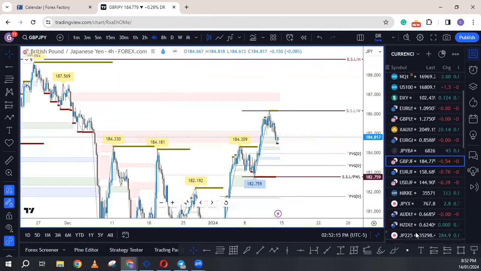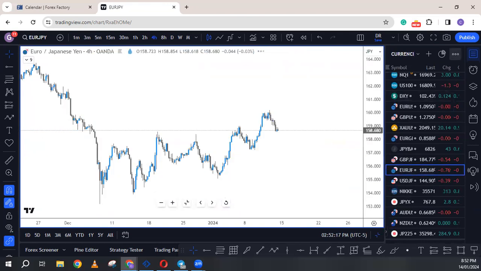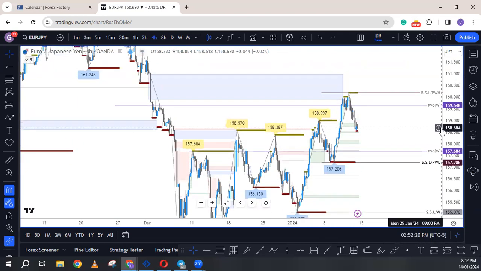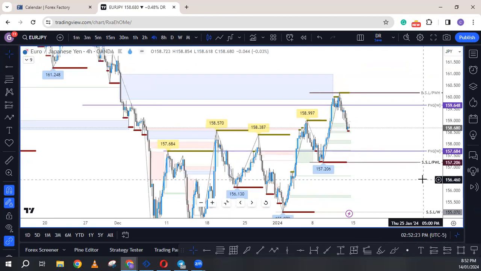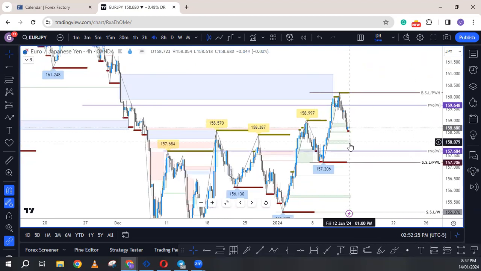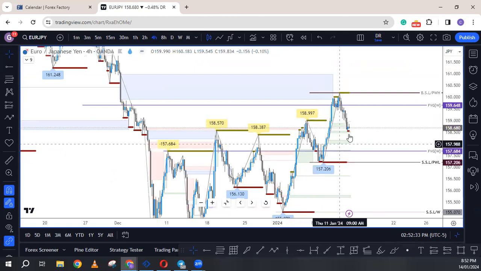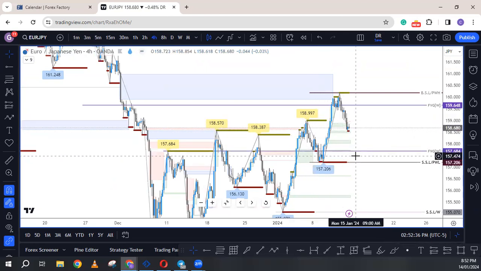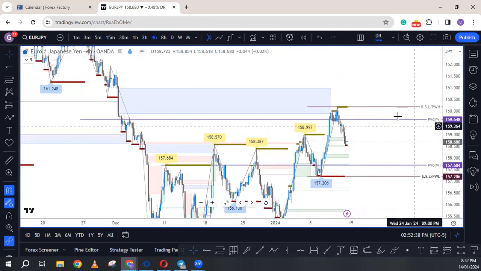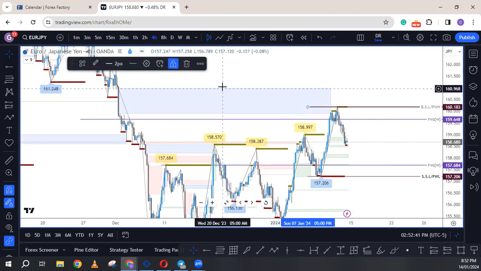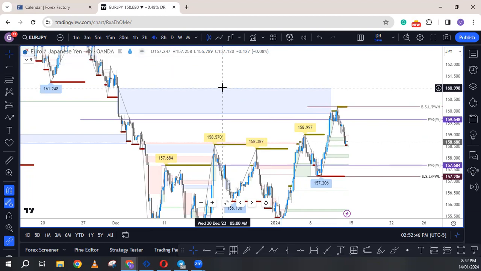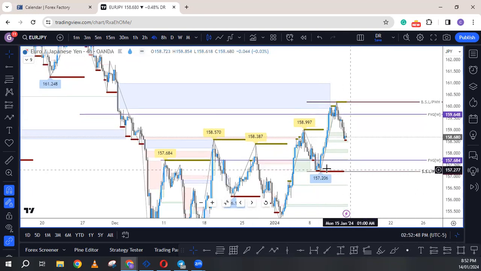The last but not the least is Euro yen. Looking at the Euro yen, the same situation we have on the pound yen is what we have on the Euro yen. This might still drop a little bit because we already have a displacement. So this is your dealing range, 158.99 to 157.20. You wait for price to come in here. If it gives you bullish evidence, you'll be targeting 160.18 to the top of this fair value gap, 160.99. That's as long as there is no close below 157.20.